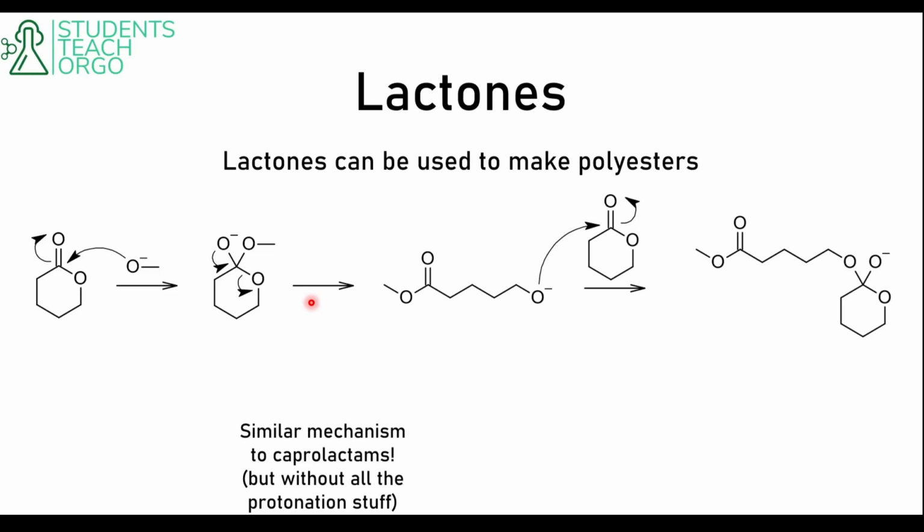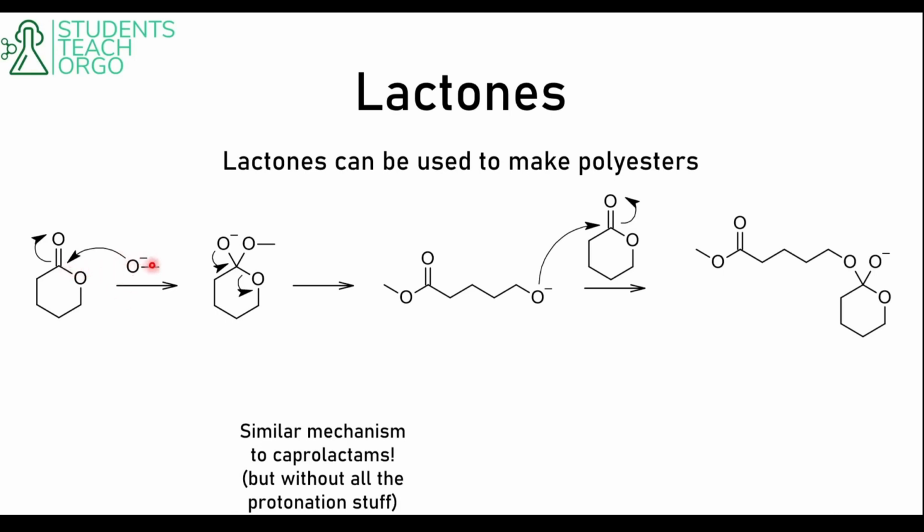Lactones can also be used to make polyesters. Lactone is a cyclic ester, and this mechanism is pretty similar to the caprolactam mechanism, just without all of the protonation steps, because what we're using to initiate the reaction, this methoxide here, or alkoxide ion in general, is sufficiently nucleophilic without having to protonate anything to attack.